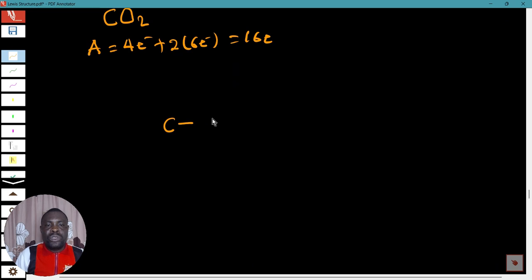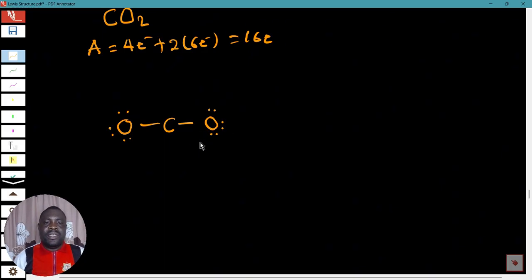The central element is carbon. We have to distribute the oxygen around the carbon. Now let's complete the octet of the oxygen, make the electrons become 8, and let's make this one become 8. Now this is not the complete Lewis structure of carbon 4 oxide.